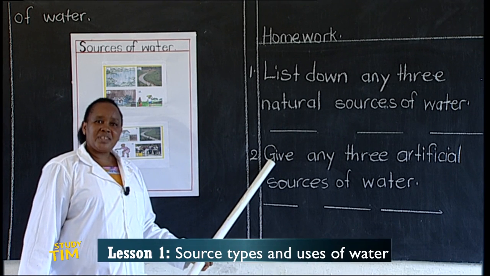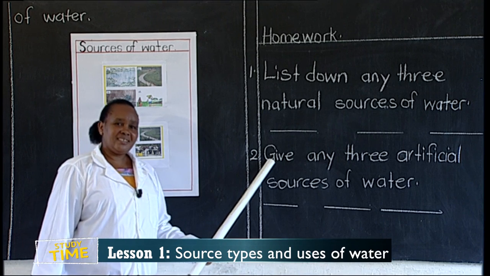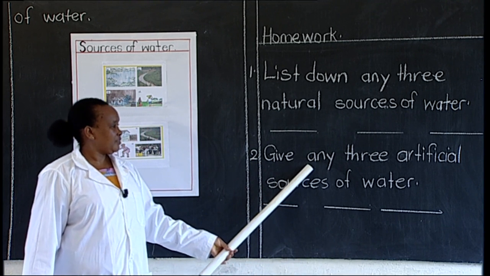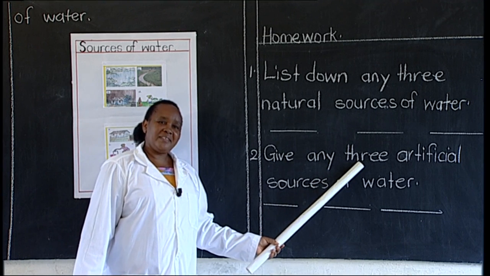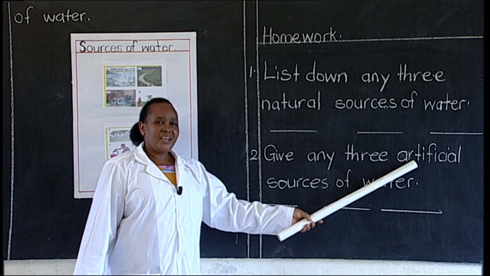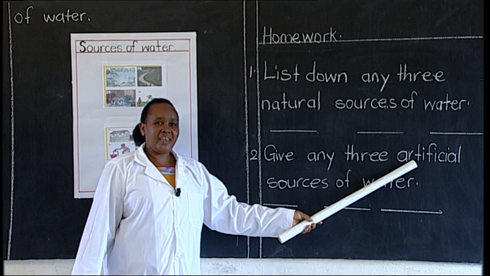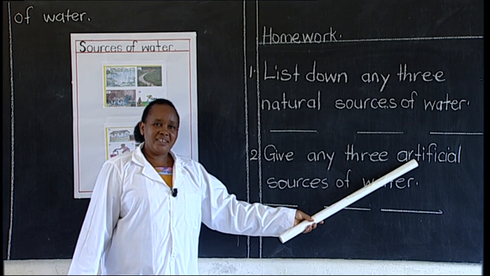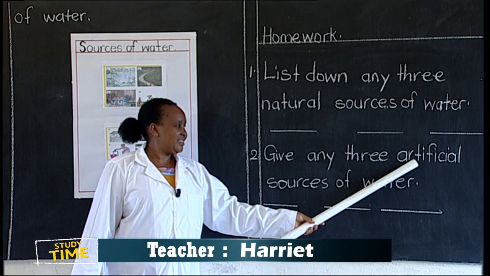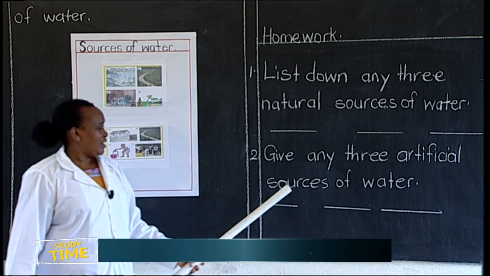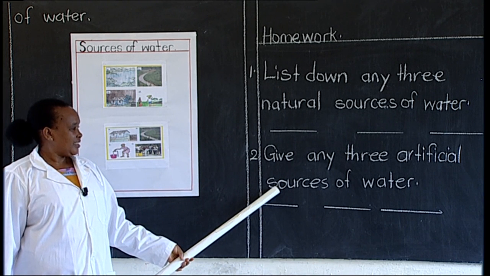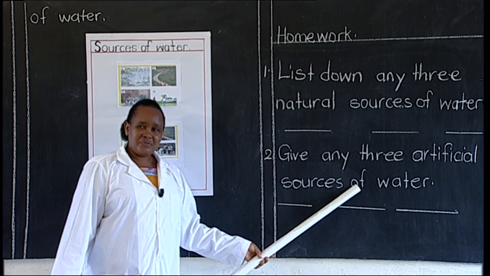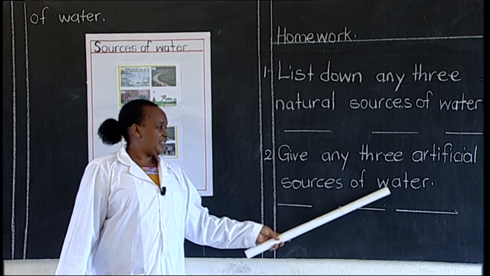Write the word give. Start with capital letter. Finished? Okay. Write the word any. Wonderful. Follow the lines. Write the word three. Write the word artificial. Am I very fast? Okay. I'm waiting for you a little bit. Artificial. Hurry. I know it's a bit long for you, but hurry. Good if you have finished. Write the word sources. Sources. Quickly. Write the word of. Write the word water.